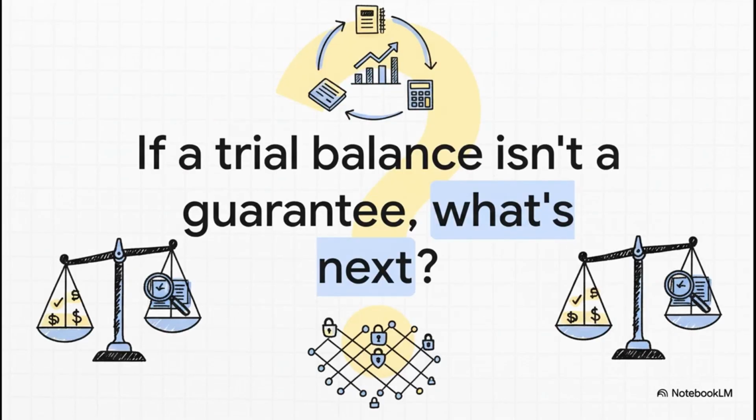And that, of course, leaves us with one last really important question. If the trial balance is just the first checkpoint, what comes next? What are the other steps you need to take to make sure the books are truly 100% correct? What catches the errors that a trial balance just can't see? Something to think about as you dig deeper into the world of finance.